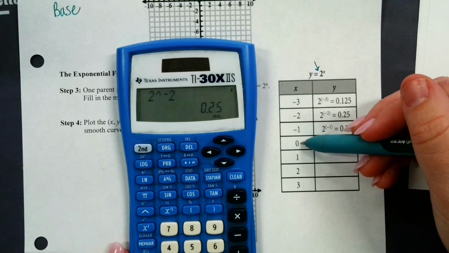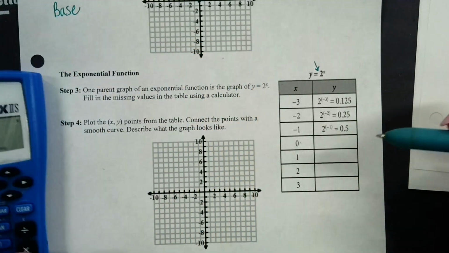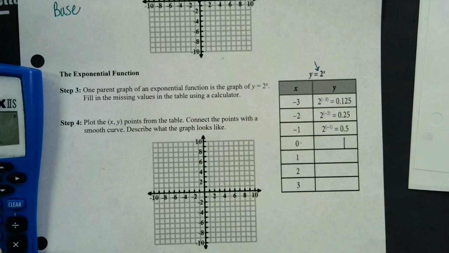We're going to jump down to 0. I want you to hit 2 caret 0. And what do you get? 1. Anything to the 0 power is 1. 10 million to the 0 power, 1. Anything to the 0 power.